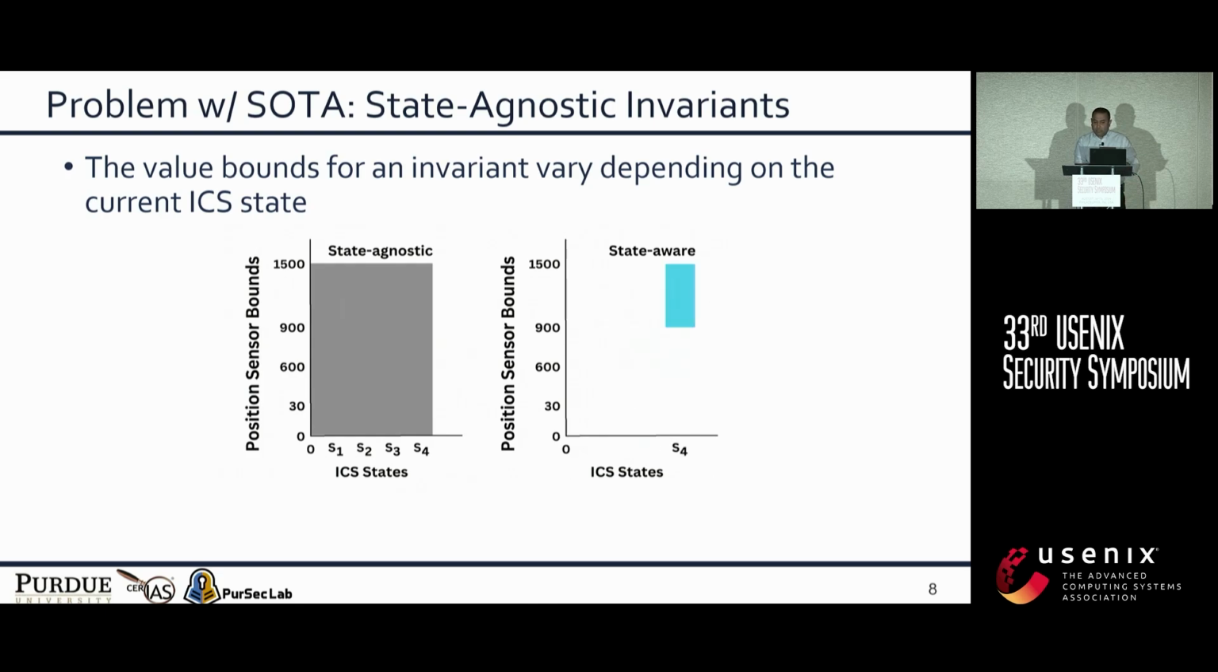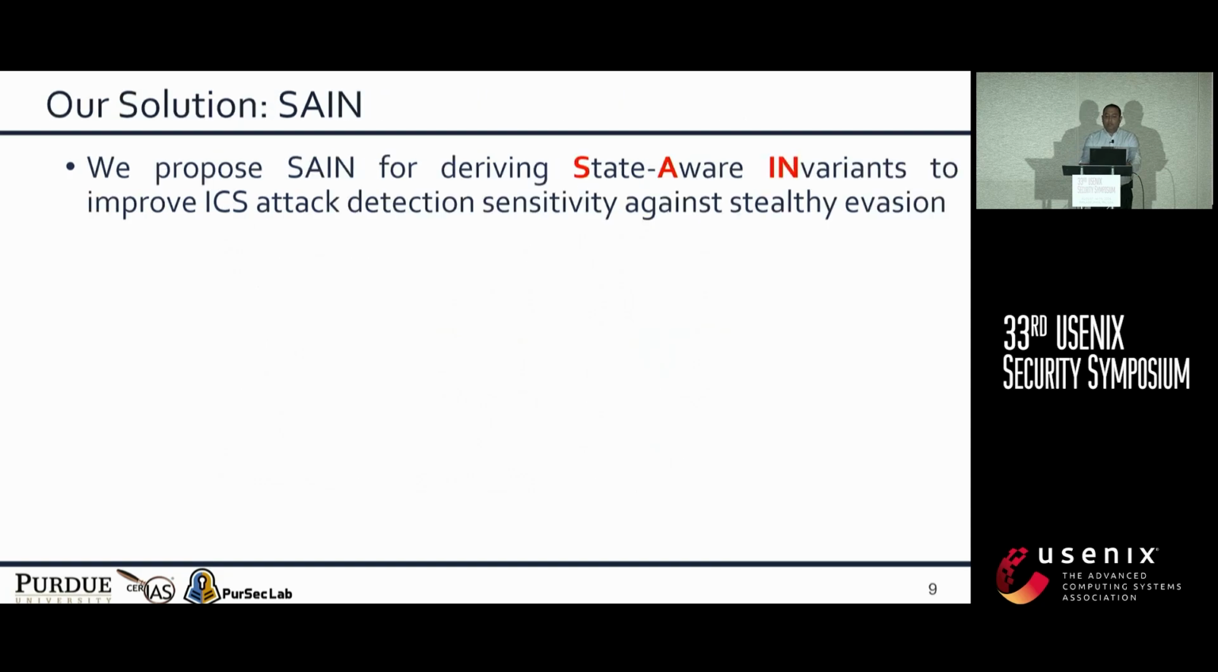Based on this observation, we found that the value bound for an invariant may vary depending on the specific ICS state. This slide illustrates a comparison between state-agnostic and state-aware invariant bounds. The state-agnostic approach sets a global bound for an invariant. In contrast, the state-aware approach establishes invariants with tighter bounds specific to each ICS state. So we propose SAIN for deriving state-aware invariants to improve ICS attack detection sensitivity against stealthy attacks.